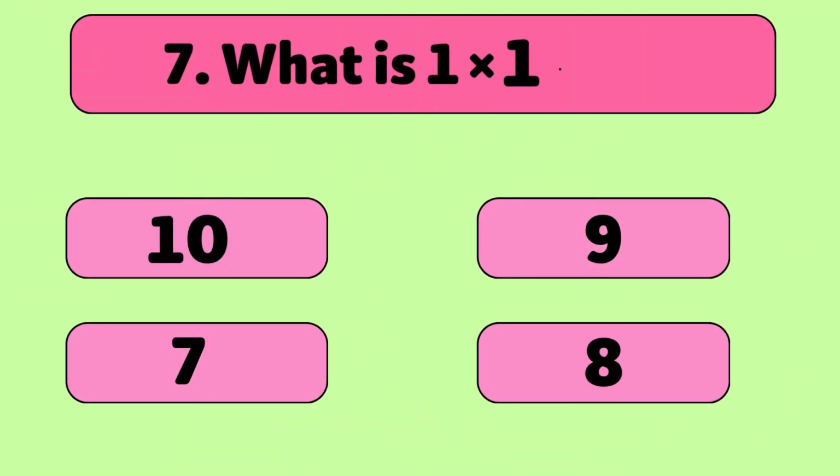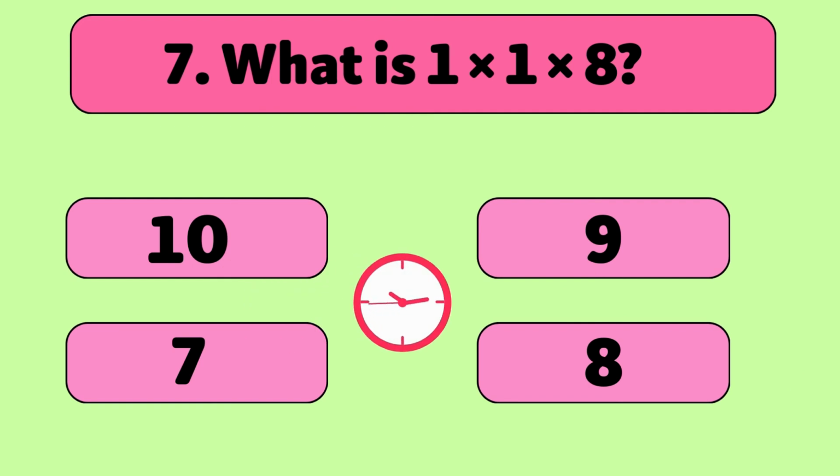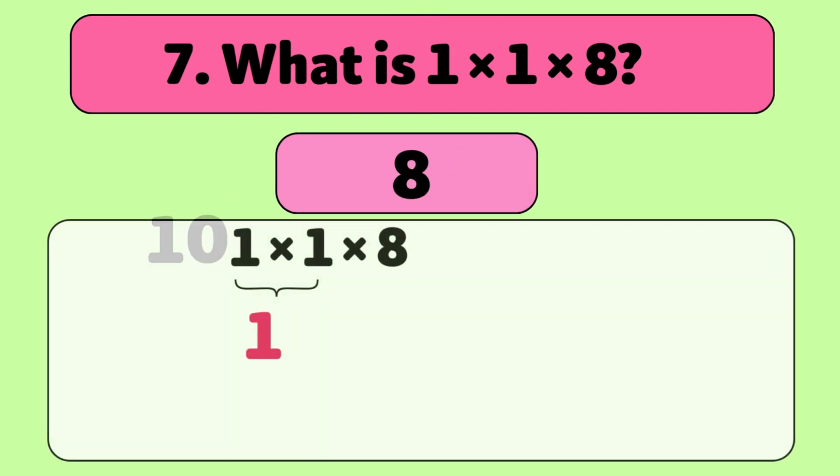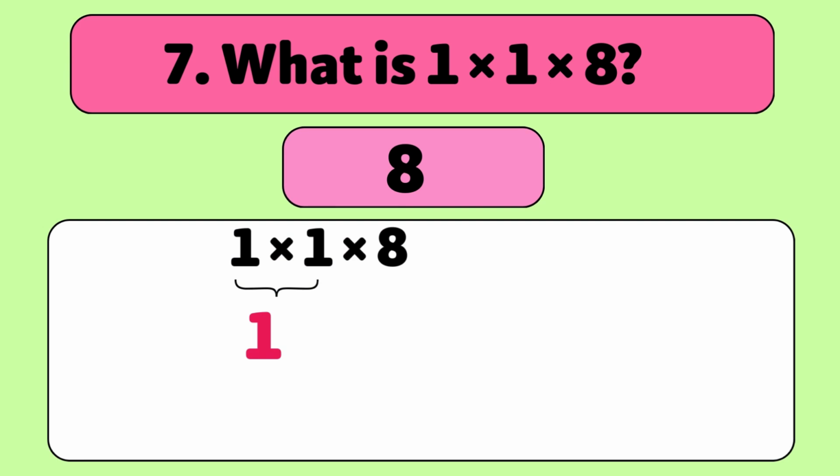What is 1 times 1 times 8? 8. Simply multiply the first two numbers. 1 times 1 equals 1. Then multiply the result by the next number. 1 times 8 equals 8. Therefore, the answer to 1 times 1 times 8 is 8.